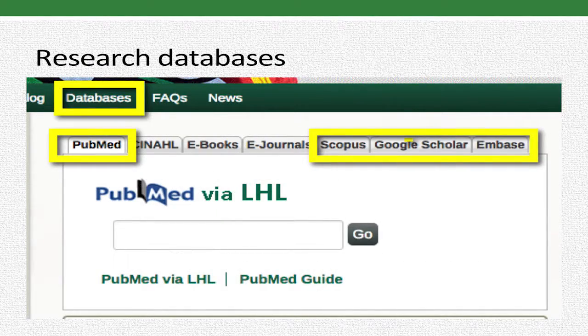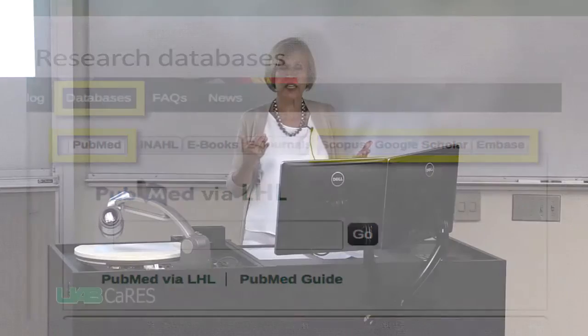And on our homepage, we've highlighted with a search box the main databases people use here, and they would be PubMed, CINAHL for nursing and health professions, Scopus, which I'm going to talk about, Embase, that I'm going to talk about, and Google Scholar. And I'm not really going to talk about that because if you can search Google, you can search Google Scholar. So I'm going to start with PubMed.